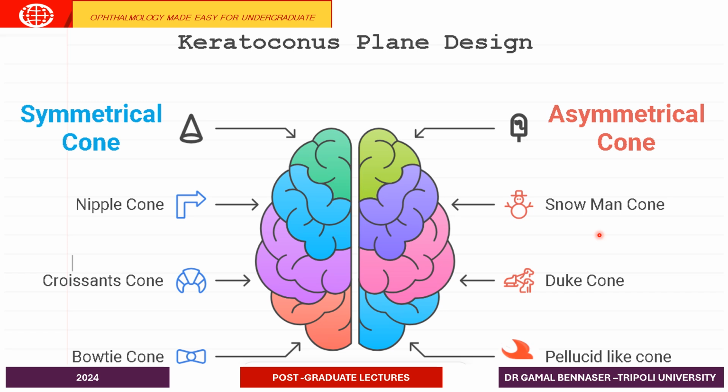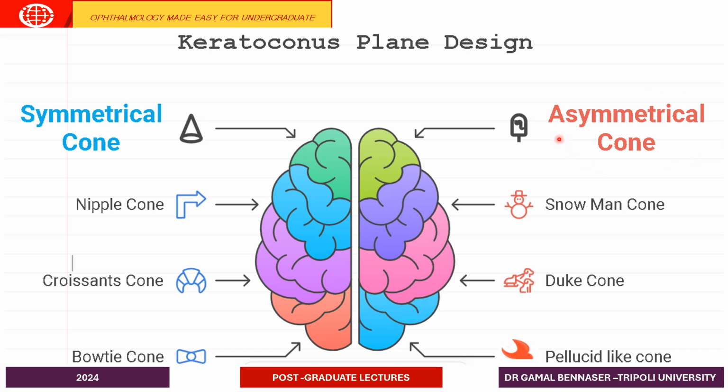Now we will speak about an important classification, which is known as the surgical classification. This surgical classification of keratoconus will help us to plan our selection for the type of segments that we are going to implant, and also will help us to determine which axis we will rely on mainly. So broadly, keratoconus is classified into symmetrical cone and asymmetrical cone.